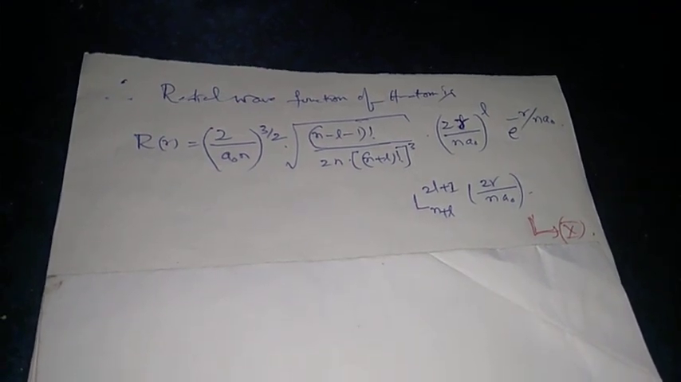and we can call this equation number 10. This is the radial wave function for the hydrogen atom.